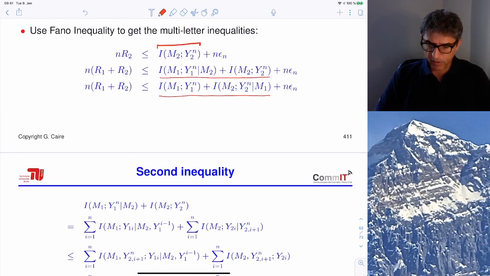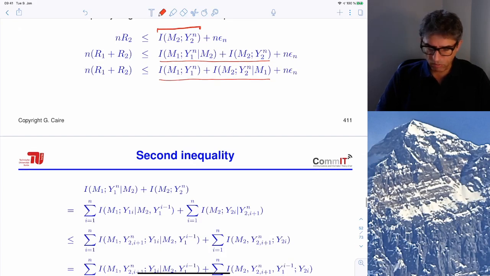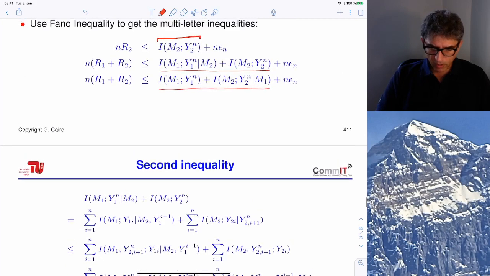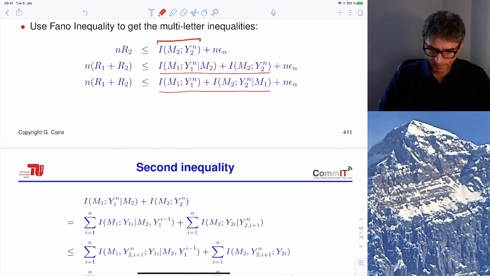Now this converse is fairly involved. I will go through it relatively quickly. This is just to give you a flavor of how complicated these converse proofs can be. So let's work out the second inequality.